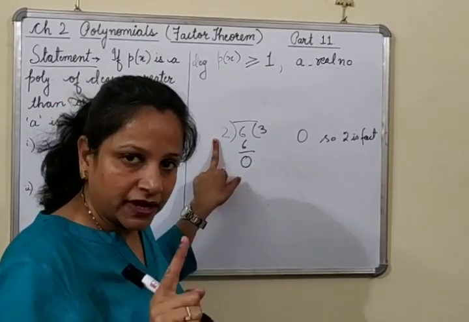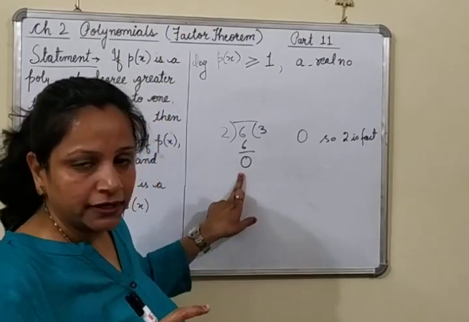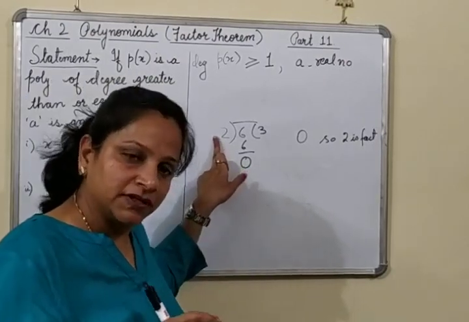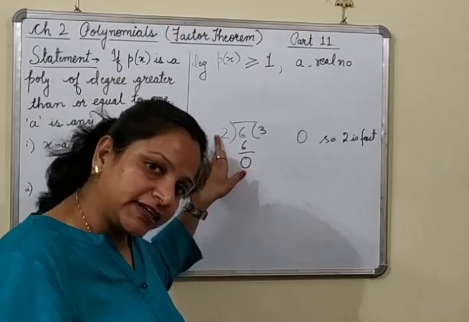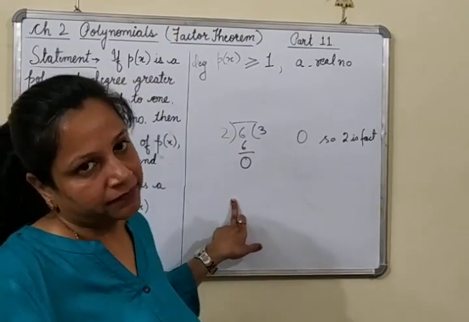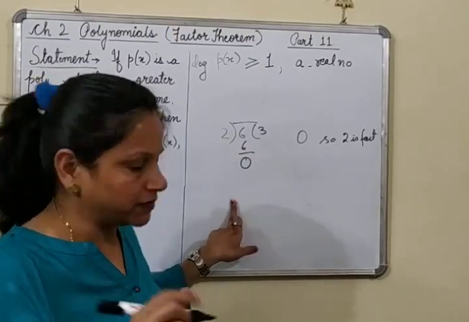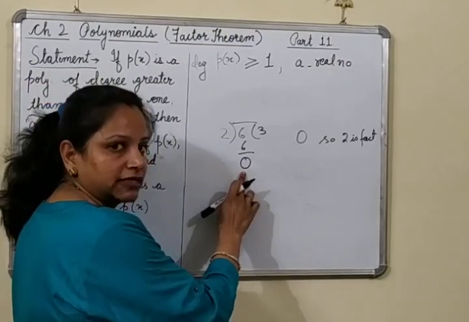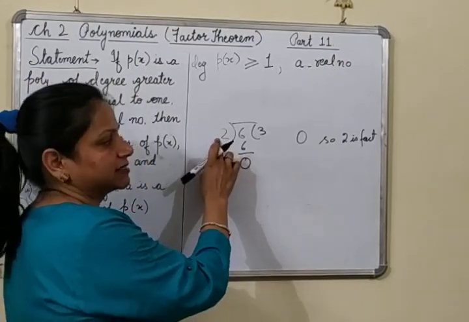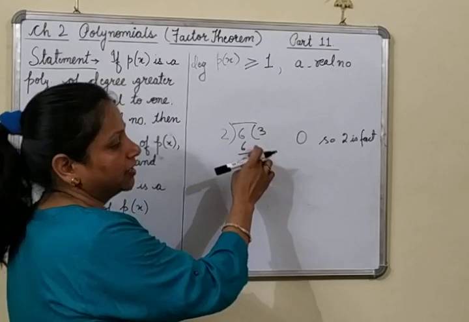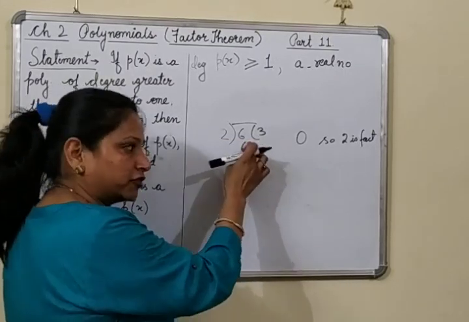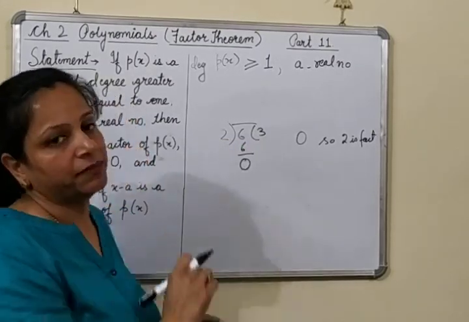Fine. If the remainder is 0, then 2 is its factor. The reverse: 2 is a factor if the remainder is 0. Again I am telling you, if 0 is the remainder, then this is the factor for this term. If this is the factor of this term, then definitely the remainder will be 0.